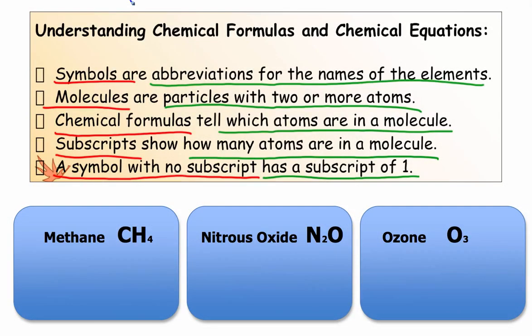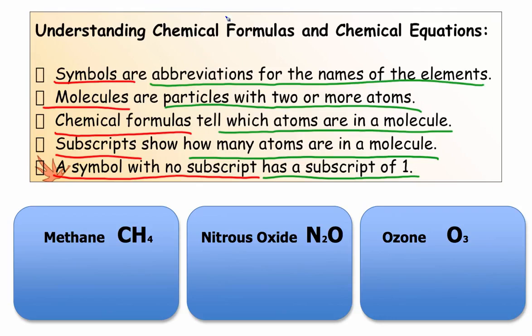So welcome back. Again, symbols are abbreviations for the names of the elements. Molecules are particles with two or more atoms. Some molecules will be pure molecules, made up of atoms of the same element, while some molecules will be made up of atoms of different elements. When those atoms of different elements come together to form a molecule, they also form compounds.